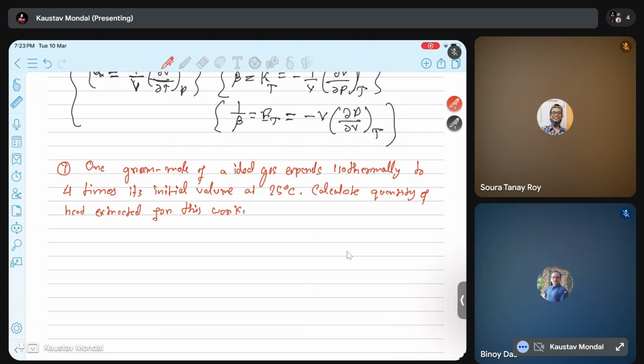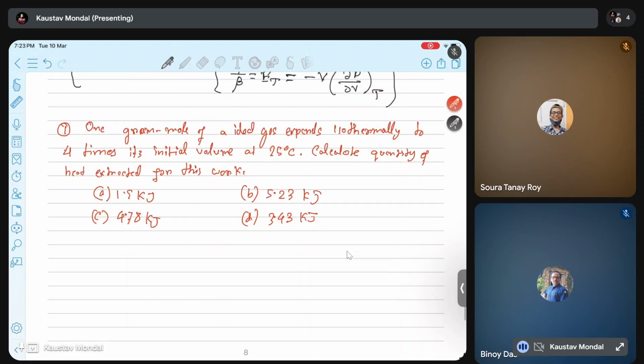Okay. The options are: option A, 11.5 kilojoule; option B, 5.23 kilojoule; option C, 4.78 kilojoule; option D, 3.43 kilojoule. Okay. Now, so how to do it?